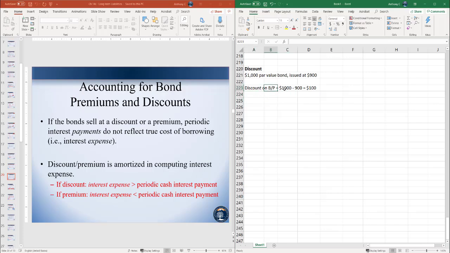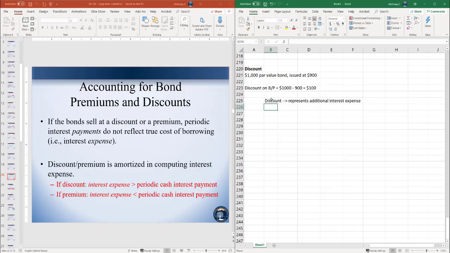Okay, and so we said this discount on bonds payable, really what it represents is whoever purchased the bond only pays us $900, but we're going to pay them back $1,000. So what this discount really represents is just additional interest expense. So in other words, if I borrowed $900 from you, but I paid you back $1,000, well, that extra $100 I'm paying back to you is just interest.